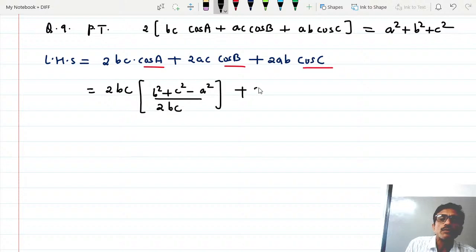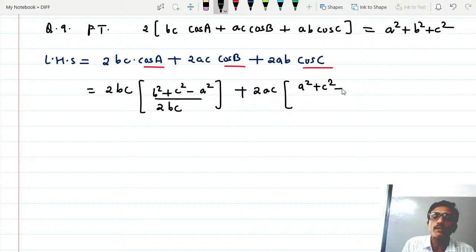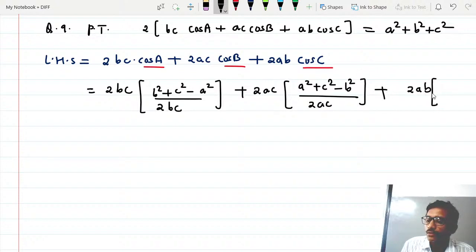Plus 2ac into cos B. What is this cos B? It is (a square plus c square minus b square) upon 2ac, plus 2ab into cos C. Cos C is what? (a square plus b square minus c square) upon 2ab.